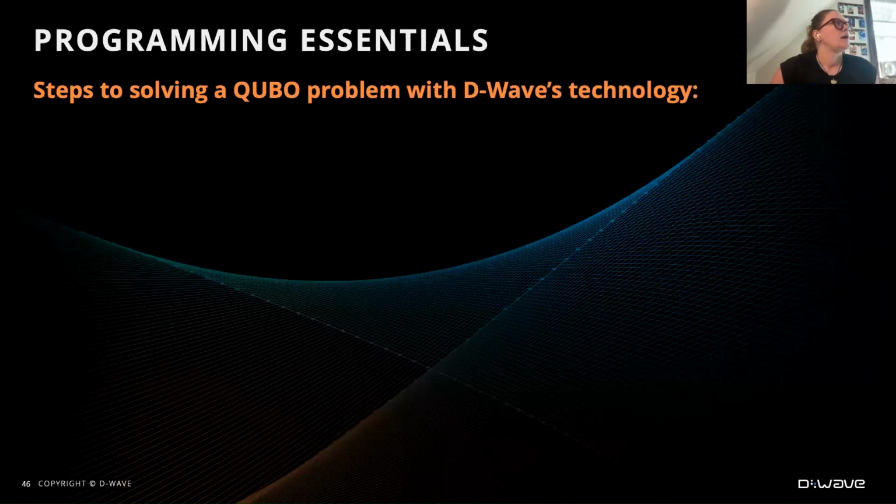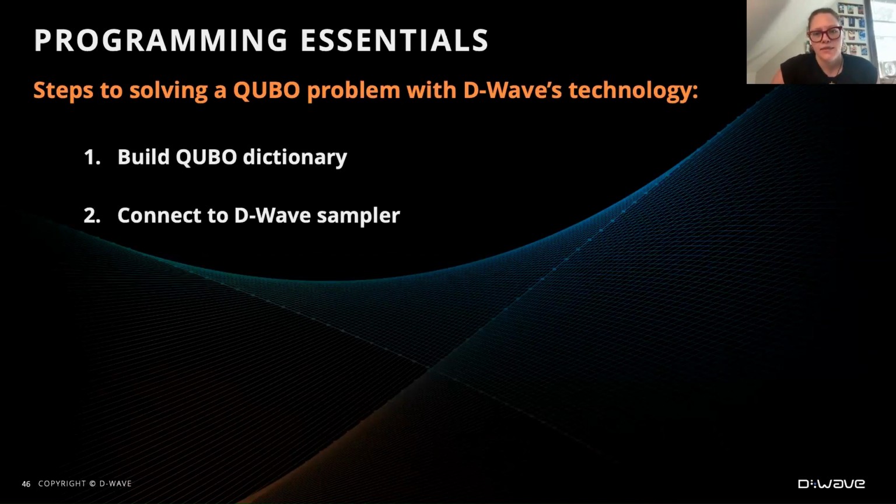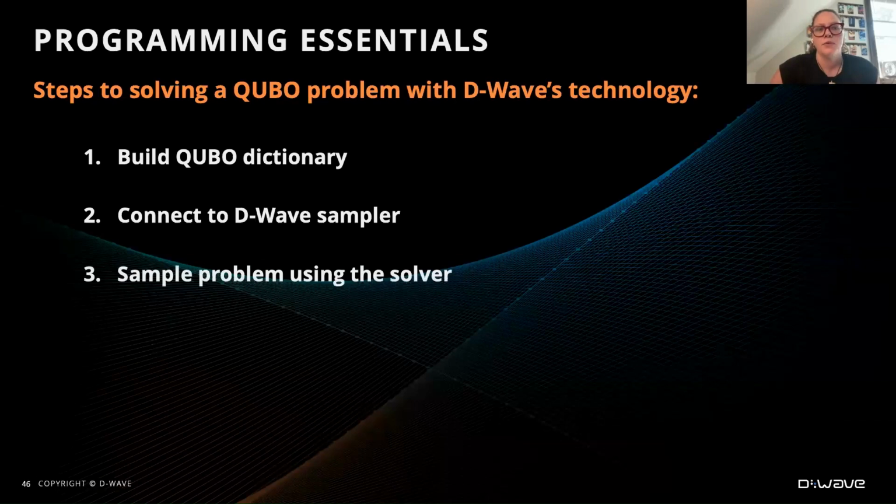Now, we're ready to solve a QUBO problem using D-Wave's technology with a direct to QPU solver. So first off, we'll need to build our QUBO dictionary. Then we'll connect to a D-Wave sampler or solver. We'll sample the problem using the solver, and we'll interpret the results. So a lot of these things are the same. Our basic steps are the same here.